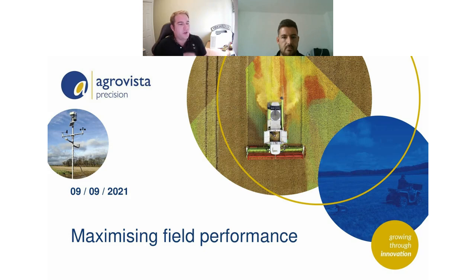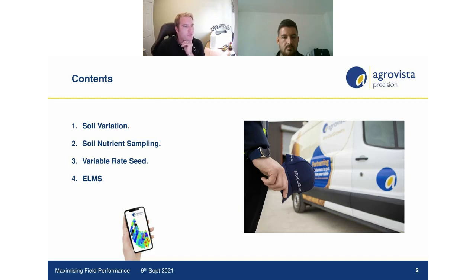Right, we'll get cracked on. So yeah, maximising field performance. And we're just going to glance over the couple of topics that we've got today. As I say, it's a really, really quick overview. We know it's a busy time of year, so we didn't want to tie you down for too long in the office. But we've just got 4 key points. We're just going to cover a little bit about soil variation, and then I'm going to hand over to Rich, who's going to talk about nutrient sampling. And then I'm just going to do a very quick slide on variable rate seed. And then at the end, Rich is going to cover the new ELM scheme. So yeah, we'll crack on.